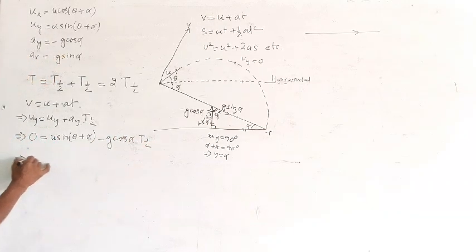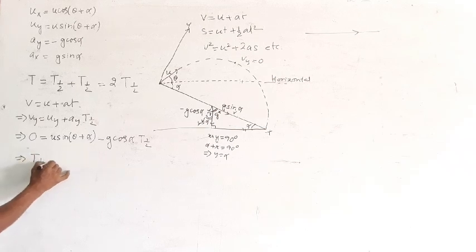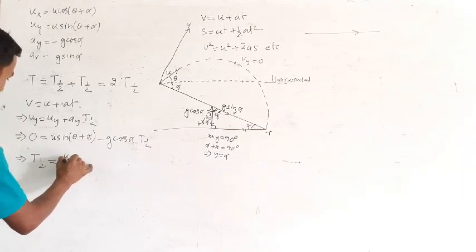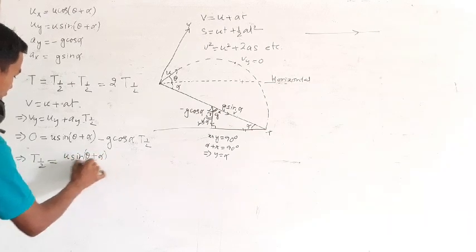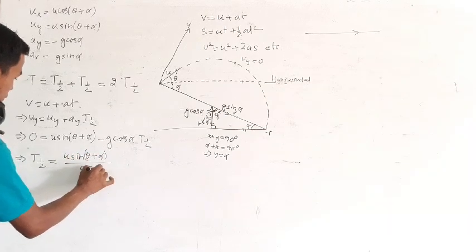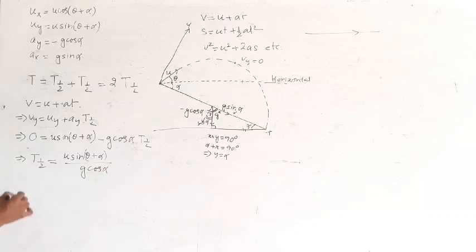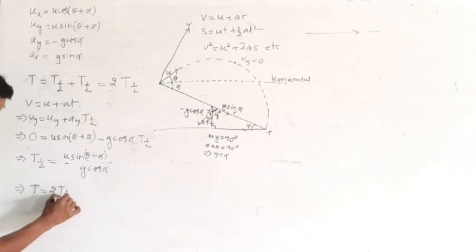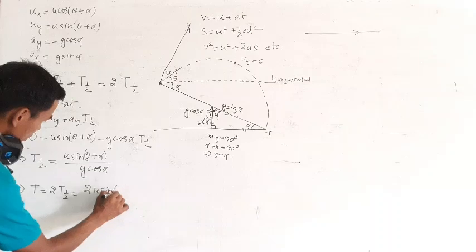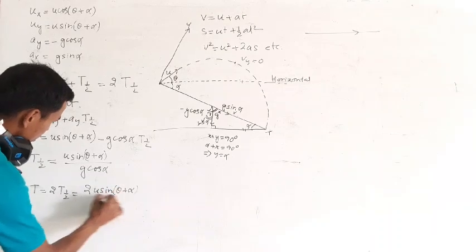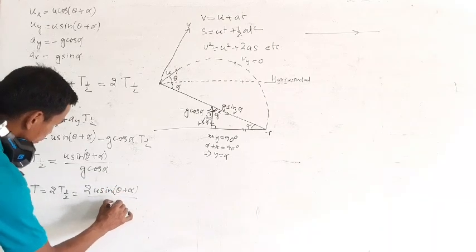Therefore, the time taken to travel half of this part is t half equal to u sine theta plus alpha divided by g cos alpha. Therefore, the total time of flight, capital T, is equal to 2 times t half, which is equal to twice u sine theta plus alpha divided by g cos alpha.